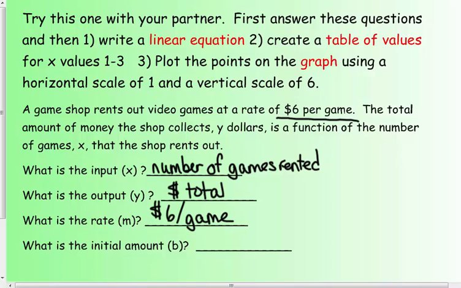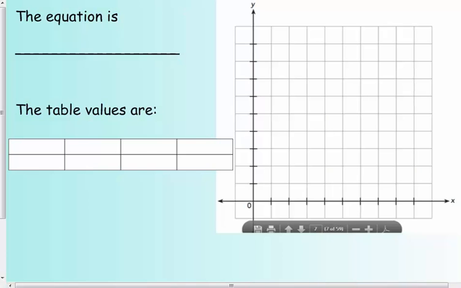And what's the initial amount? Is there a fee to do this to begin with? No. So the initial amount is $0. So I'm going to ask you to fill in the equation with that information, y, x, m, and b on the other side. Give me a table of values for 1 to 3. Label your table, label your graph, give it a title, and we'll go over this tomorrow.